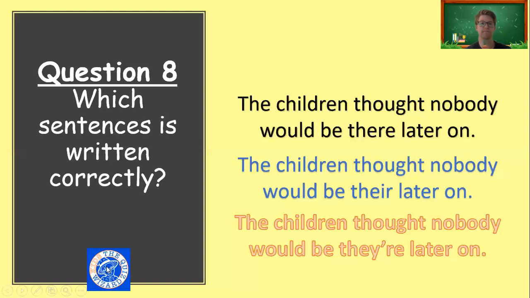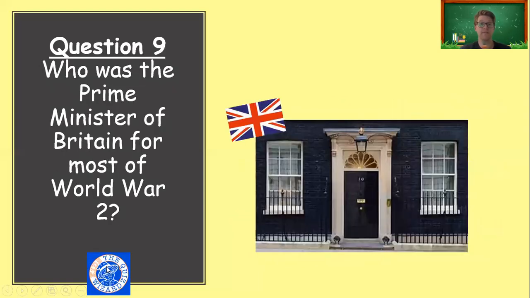Question 9, history. We can see number 10 Downing Street there. Who was the Prime Minister of Britain for most of World War II? A very, very famous Prime Minister. As you know, all the Prime Ministers live at number 10 Downing Street.